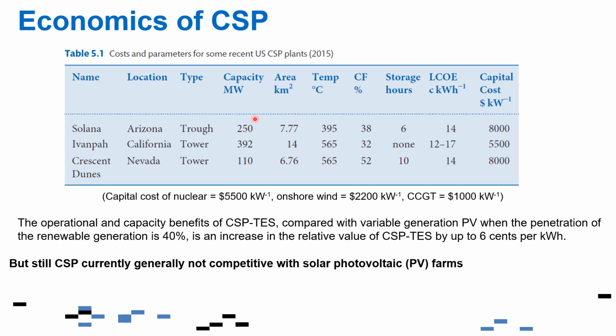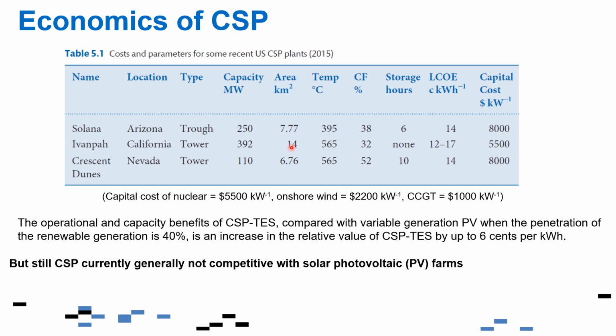The capacity is quite high, so it can produce a lot of power, but it also needs a very large area. If you compare with a parabolic trough, it's only around 7 or almost 8. But if you go for a tower and want to generate really large electricity, then you need a really large area. In this case, around 14 square kilometers.